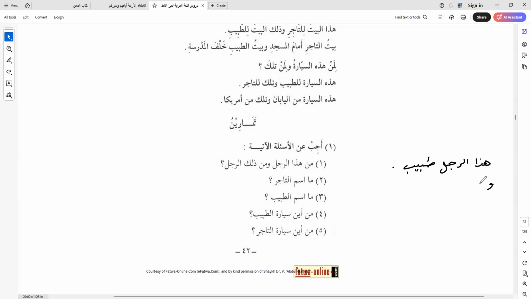Wa dhalika ar-rajul muhandis. And that man is an engineer. So man, who? Man hadha ar-rajul wa man dhalika ar-rajul? Ma ism ar-rajul? Ma ism at-tajir? What is the name of the merchant? Ma ismuhu? Then you can say ism at-tajir or you can say ismuhu.